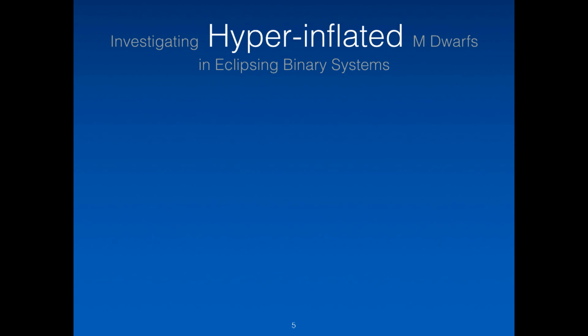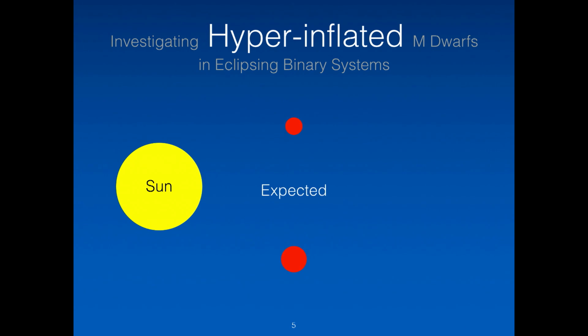So finally, hyperinflated. What is this jargon here? I'm going to use a picture to illustrate this. Here's the sun, and everything else is going to be scaled to this circle. Here's what we expect the two M-dwarfs that we're considering to look like. Each one of these is in its own eclipsing binary system.